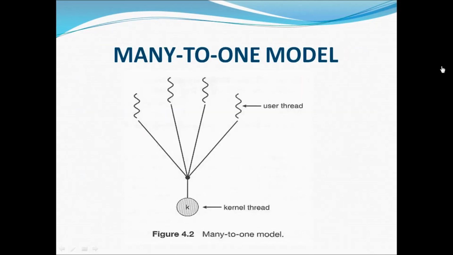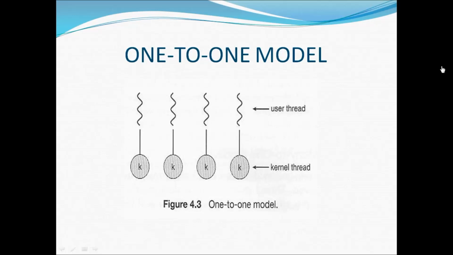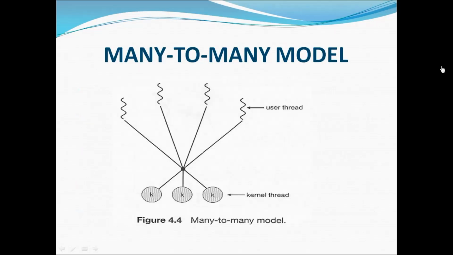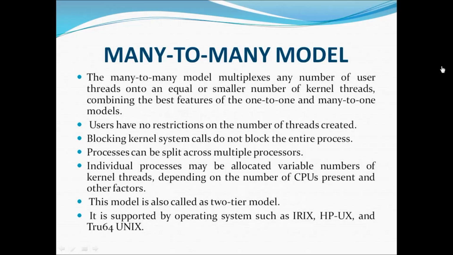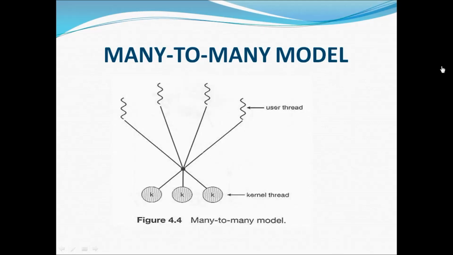So in many-to-one model, for many user threads, only one kernel thread will be there. Right? Because only one kernel thread is supported. So if one thread is not working, the entire process will be blocked here. That is the disadvantage. But in one-to-one model, for each user thread there will be a kernel thread. Here no blocking will be there, because for each user thread there will be one kernel thread, not more than that. But in many-to-many model, for one user thread you can allocate more than one kernel thread. Here also there won't be any blocking, because you can allocate multiple kernel threads for one user thread. That is possible.